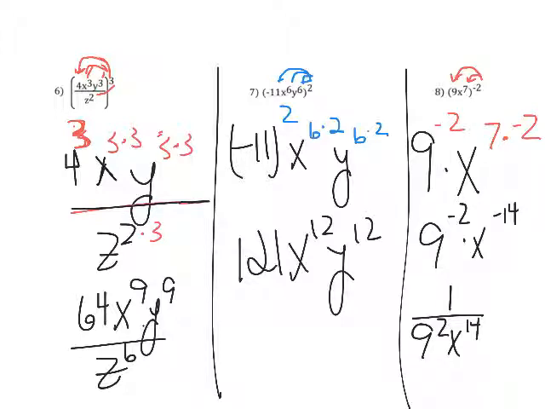Guys, 9 squared is a small number, right? So just write it as 81. So 1 over 81 x to the 14th. I'm running out of space over there. Sorry about that.